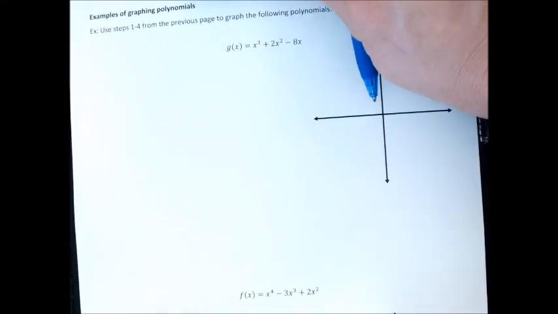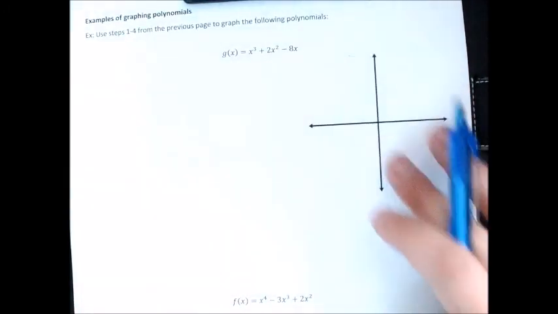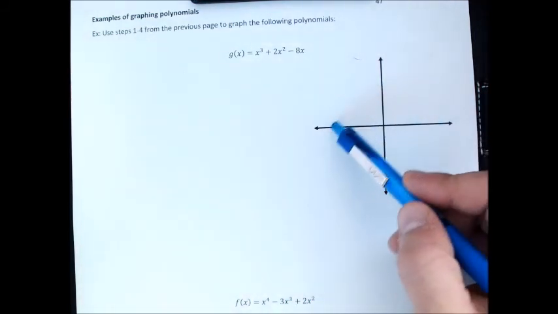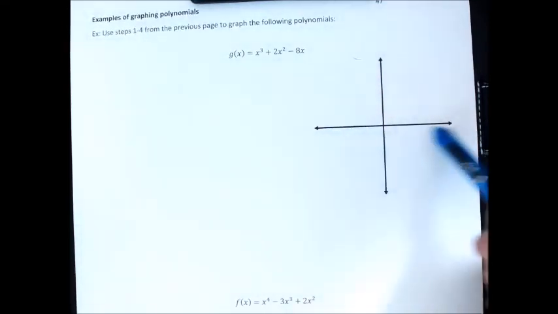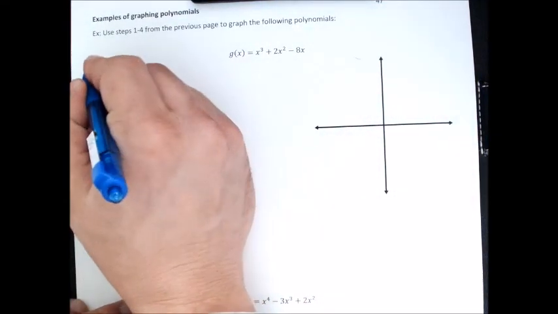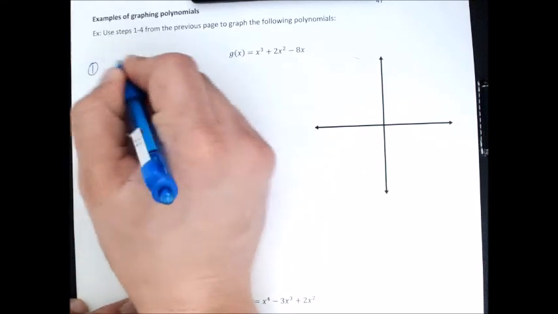So let's graph this polynomial. So use steps 1 to 4 from the previous page to graph this polynomial. So the first thing we want to do is figure out where it crosses the x-axis. We want to know where to put points along here. And so that's where we factor and figure out where the zeros are. So number 1 says factor.